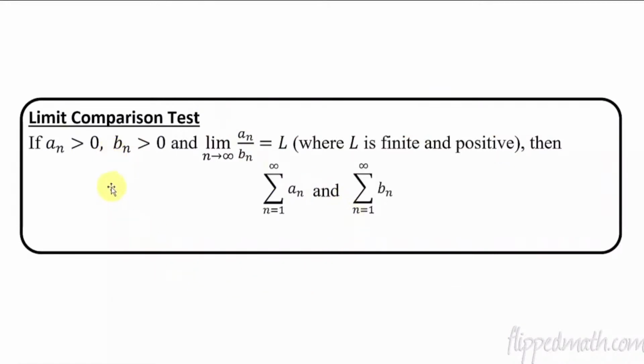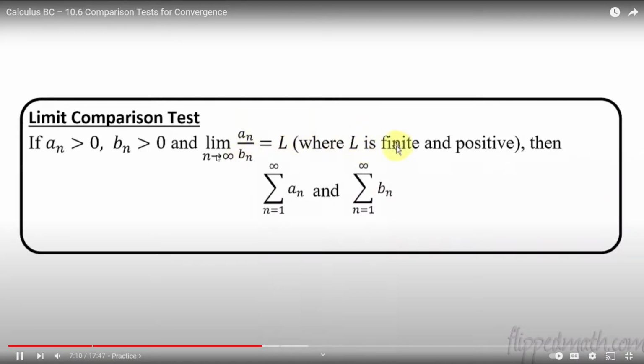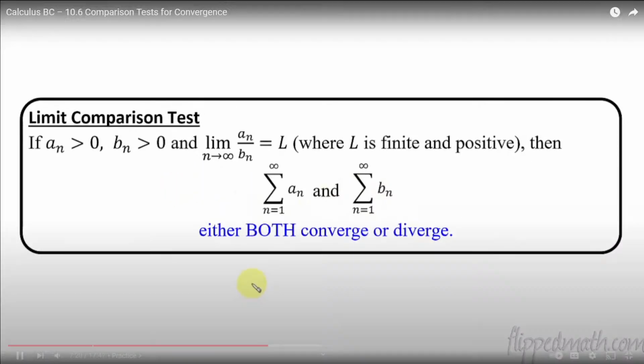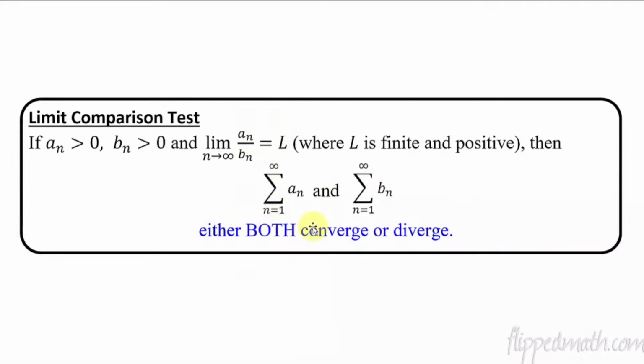So here's what happens. You don't have to know which one's larger. You just put them in a little fraction. So you set this up, and then you take the limit as n approaches infinity. You put one over the other, and then as long as your limit exists, so your limit is finite and it's positive, then both of these two series either both converge or they both diverge. So if you know the one you're going to compare it to, and then you take the limit, if the one you're comparing it to converges, then they both converge. If the one you're comparing it to diverges, then they both diverge.